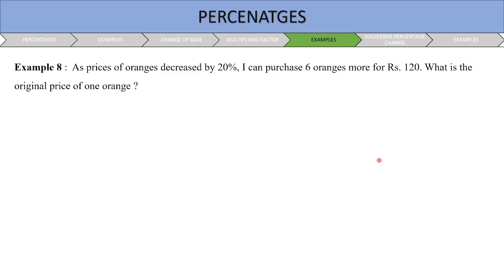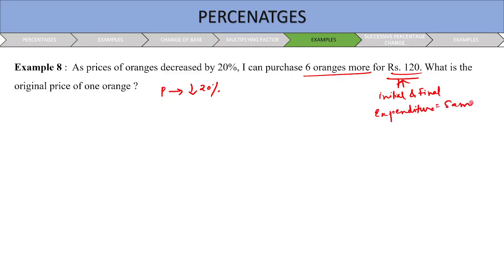Next up, as the price of orange decreased by 20 percentage, I can purchase 6 more oranges for rupees 120. That means you are spending 120 only, initially also and finally also. So your expenditure remains the same. What is the original price of one orange? You have to find out.